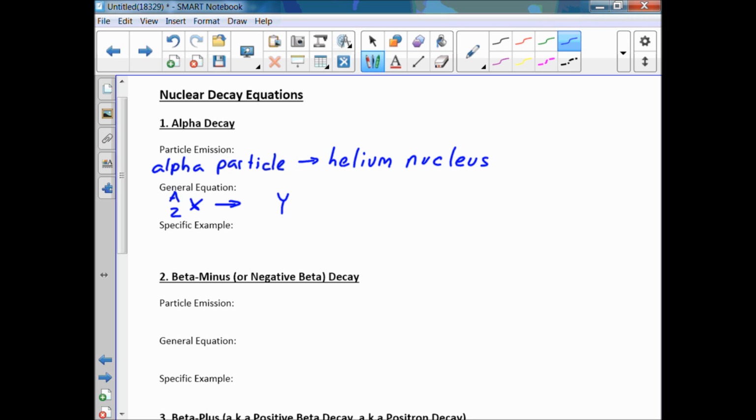Okay. So it breaks down to element Y. Now, if it releases an alpha particle, what's the relationship between the number of protons on this side of the equation? Yes, Z minus 2. And A minus 4. Fantastic. Plus our alpha particle.